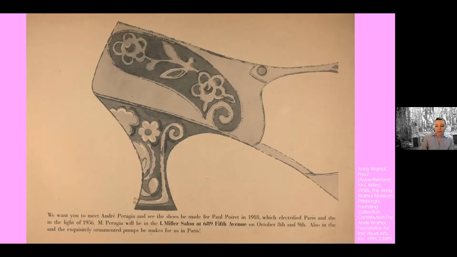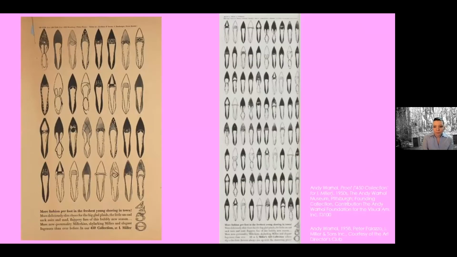But for the most part, it was a lot more conceptual. One thing that is important to note about these I. Miller ads is that there are several instances of Warhol employing repetition, but variation within that repetition, which of course became a major motif of his pop art career in the 60s, 70s, and 80s.